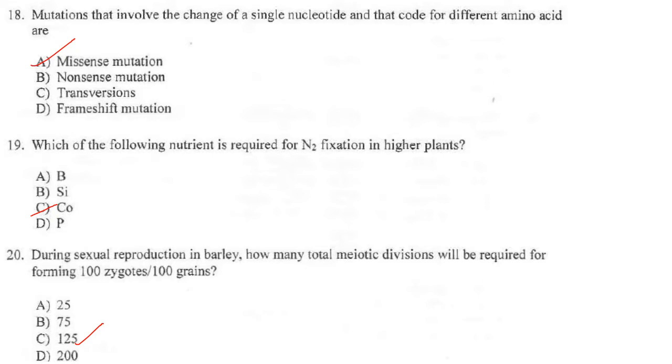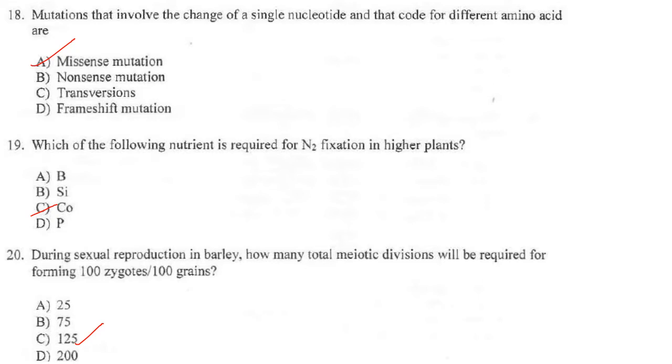Then next one. Which of the following nutrients is required for nitrogen fixation in higher plants? So it is cobalt, Co. Answer is option C. Then during sexual reproduction in barley, how many total meiotic divisions will be required for forming 100 zygotes per 100 grains?